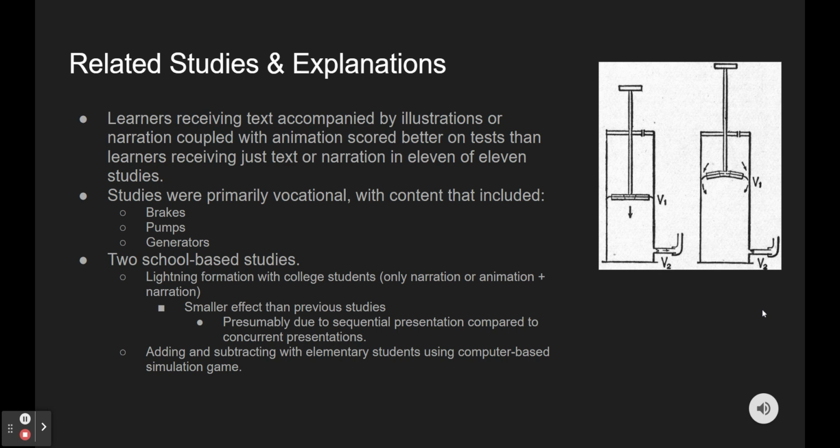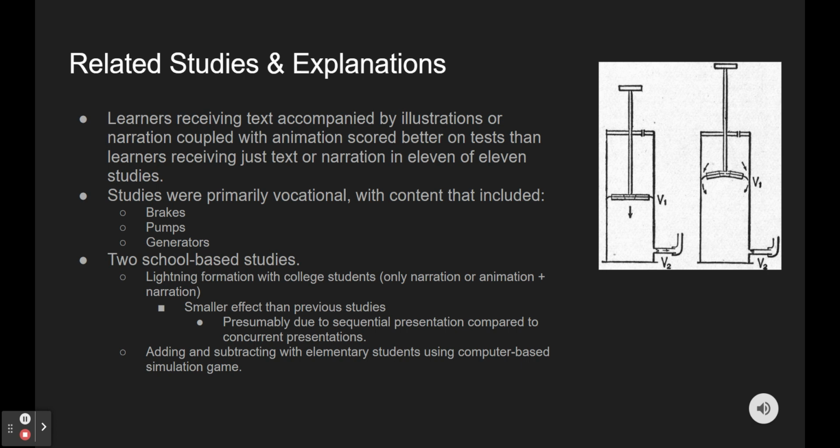Multiple research studies support the use of the multimedia principle. They show how learners that receive text when it is accompanied by illustrations or narration score better on tests than learners receiving just text or narration in 11 out of 11 studies presented. The studies that were shown in the text were primarily vocational, with content that included how brakes, pumps, and generators work. However, there were two school-based studies.